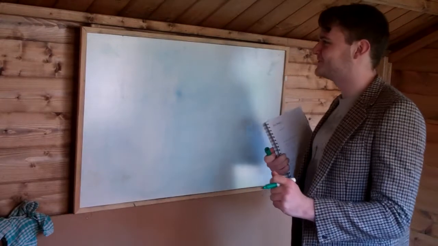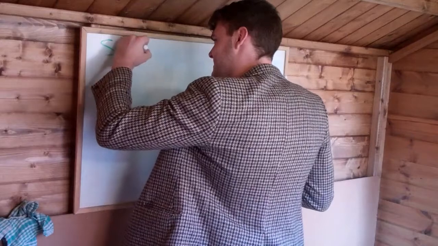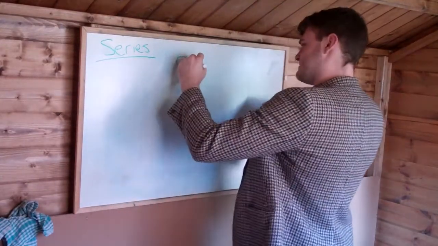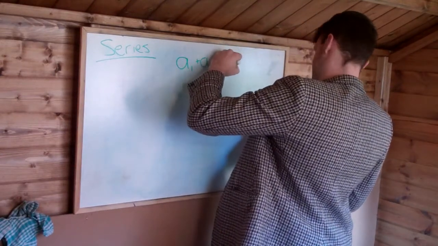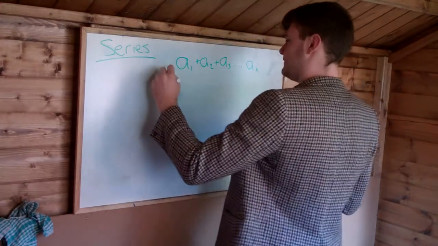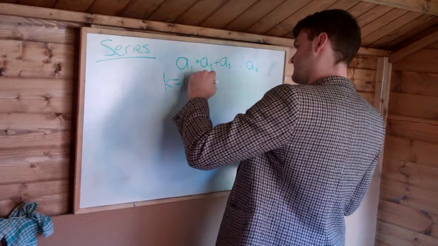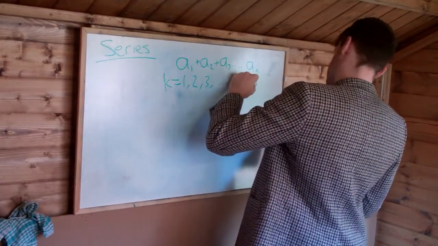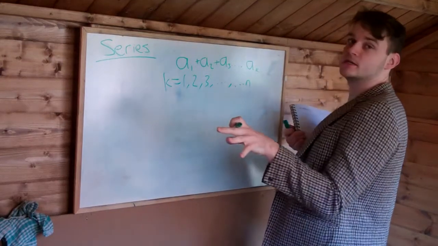Today I'm going to be talking about series. A series can be thought of as the sum of the terms a1, a2, a3, all the way up to ak, where k is a dummy index that represents the numbers 1, 2, 3, all the way up to n. These sums can be thought of as a series.